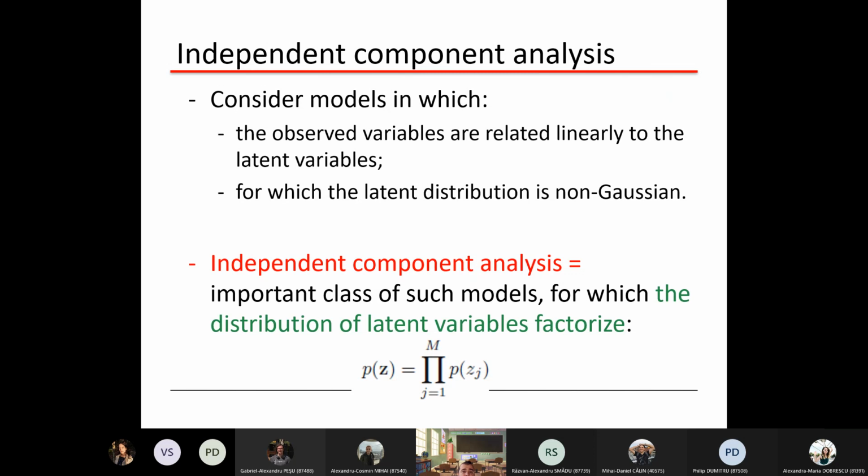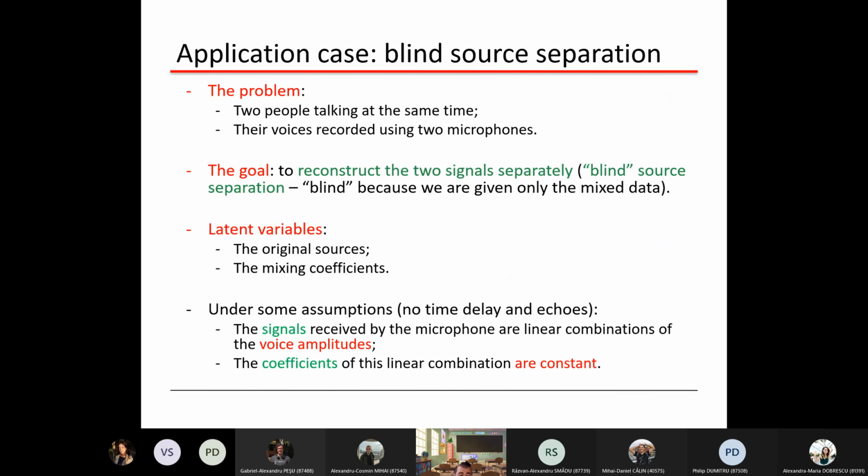ICA is a model in which the observed variables are related linearly to the latent variables, but for which the latent distribution is non-Gaussian. And ICA, independent component analysis, is an important class of such models for which the distribution of latent variables factorizes. So if I have multiple such variables, they will be independent of one another. So the probability of Z will be the product of the probabilities of the individual Zj. And an application is blind source separation.